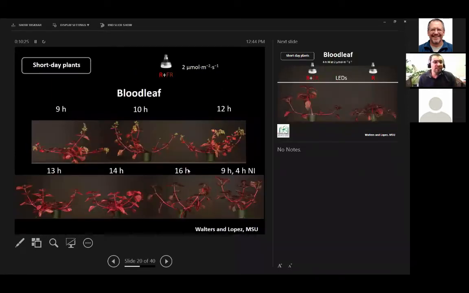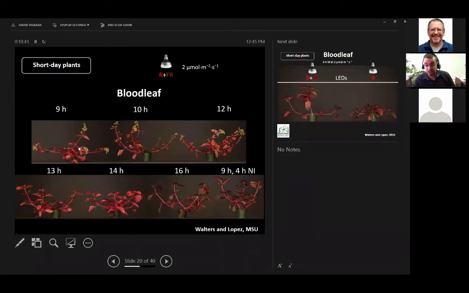Here's just yet another example. So here we have a short day plant. This is a bloodleaf plant, which is primarily grown for its foliage, so we want to keep it vegetative. So in this study, we basically grew the plants under a wide range of photoperiods ranging from 9 hours all the way up to 16 hours.